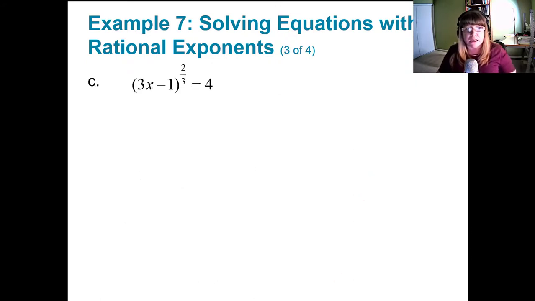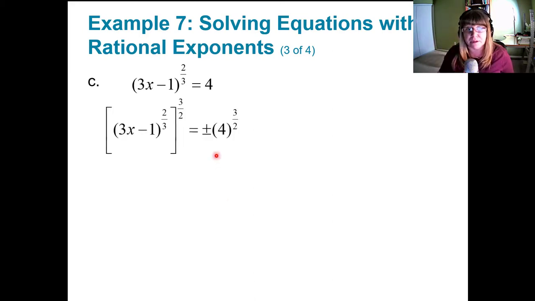C: (3x minus 1) to the 2/3 power equals 4. Now, when I flip over that fraction, I get 3 over 2. 2 is an even number, so I am going to have that plus and minus. Now, the square root of 4 is 2, and 2 cubed is 8. So this is going to end up at plus or minus 8.